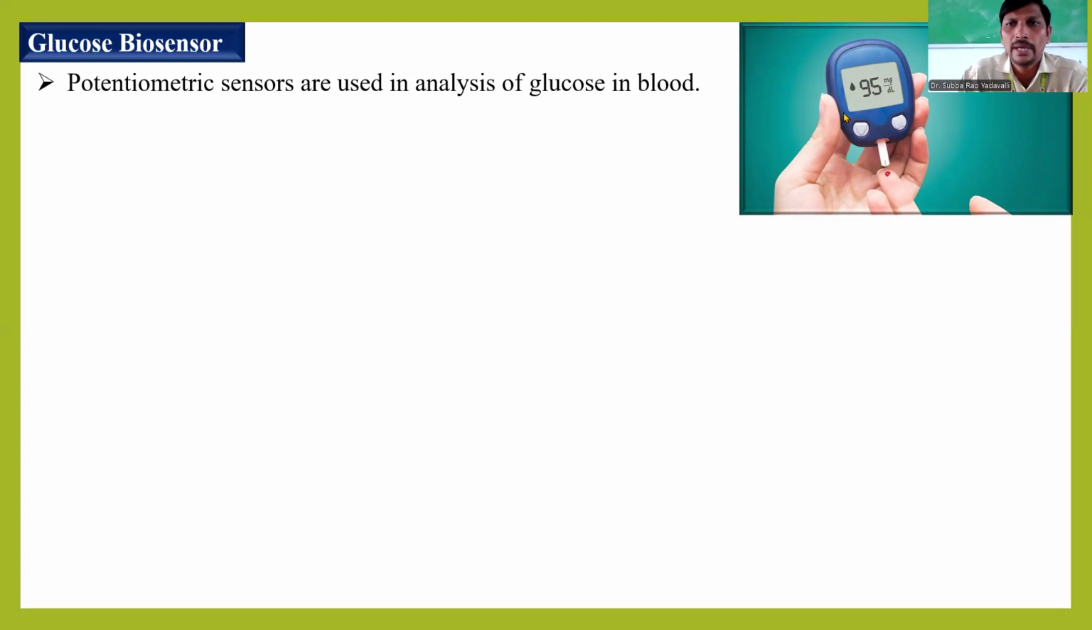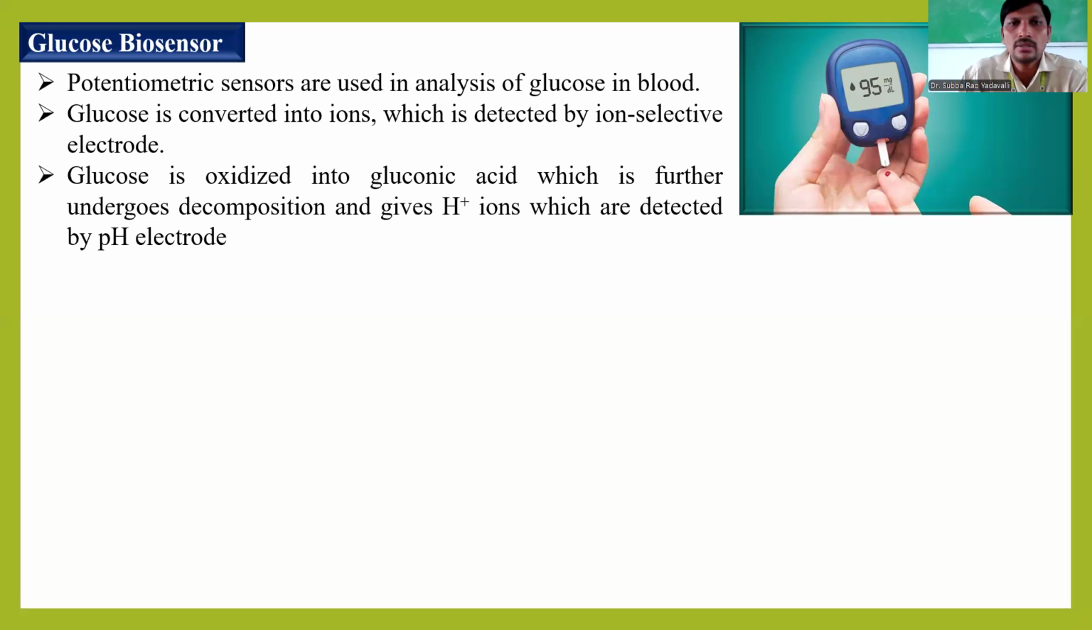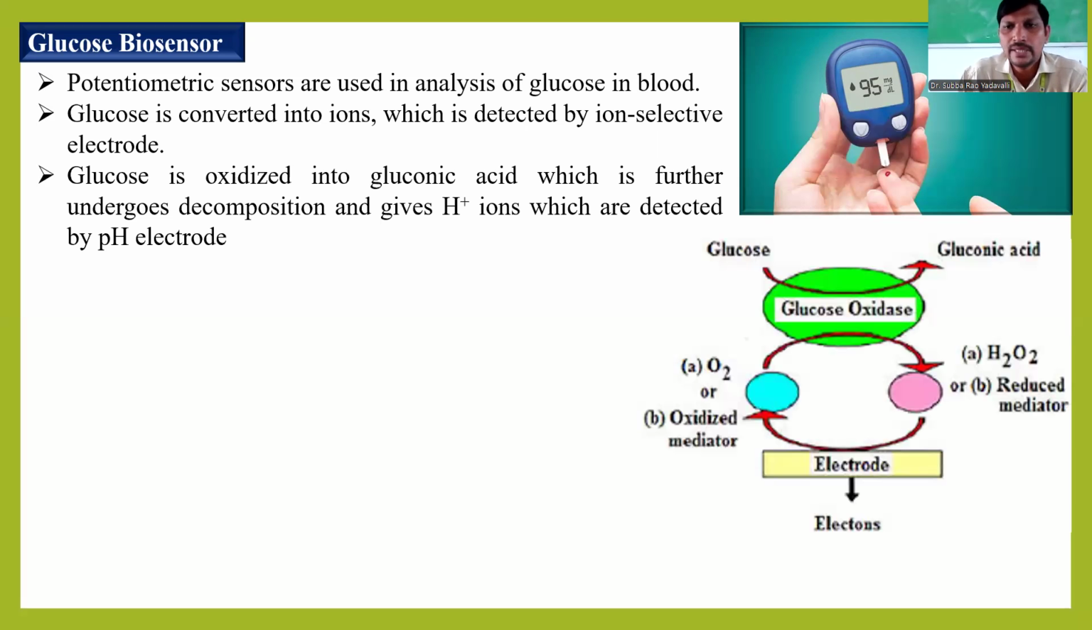So this glucose biosensor has glucose oxidase coated on the electrode, which is acting as the detector. And glucose is converted into ions, which are detected by an ion selective electrode. Glucose is oxidized into gluconic acid, which further undergoes decomposition and gives hydrogen ions, which are detected by the pH electrode. If you see, this is the electrode and the electrode is coated with glucose oxidase.